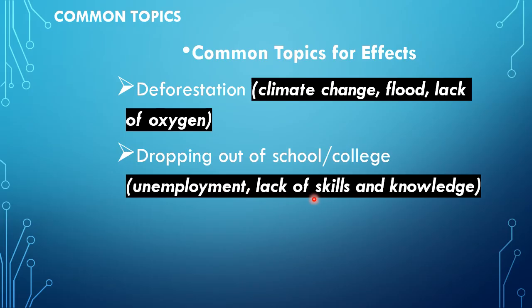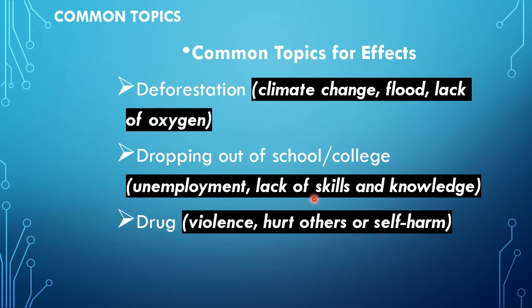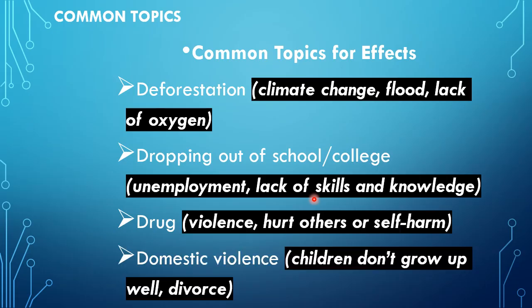So when we drop out of school, what happens? You do not have a job. You do not have the skills or knowledge. These are the effects of dropping out of school. Drugs, right? So when people do drugs, what happens? They become violent. This is the effect of drugs. They may hurt other people or they may even hurt themselves.